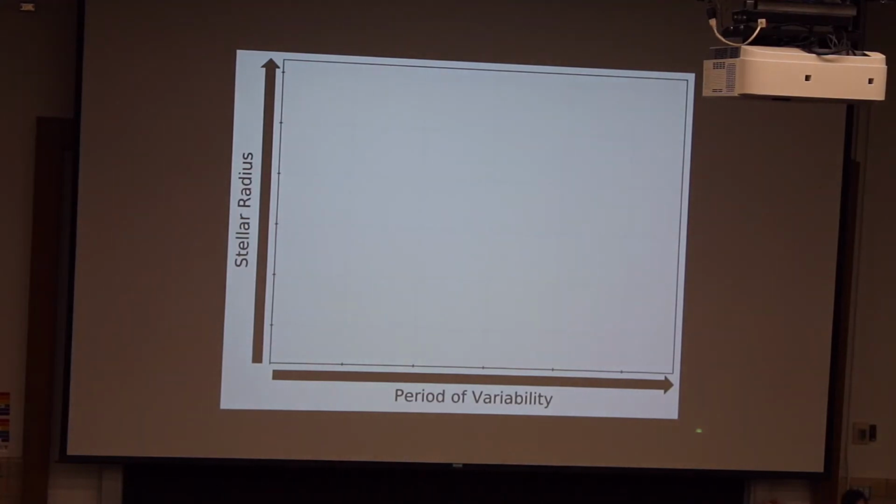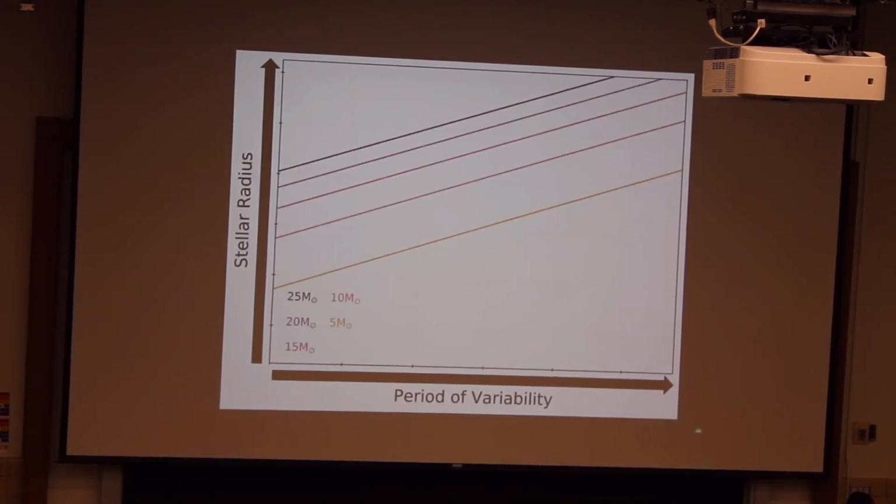So on the horizontal axis, we have the period of the variability. So when a star is pulsating, this is how long it takes to go from bright down to dim and then back up to bright again. Complete one cycle. And on the vertical axis, it's the radius of the star, which is how big it is. Here, because of the structure constants and the pulsational properties that I was telling you about earlier, we can relate those two variables to mass.